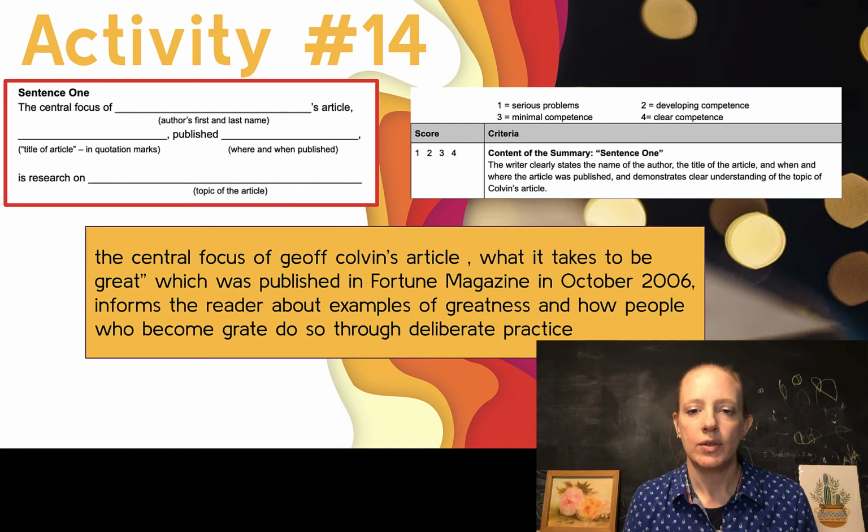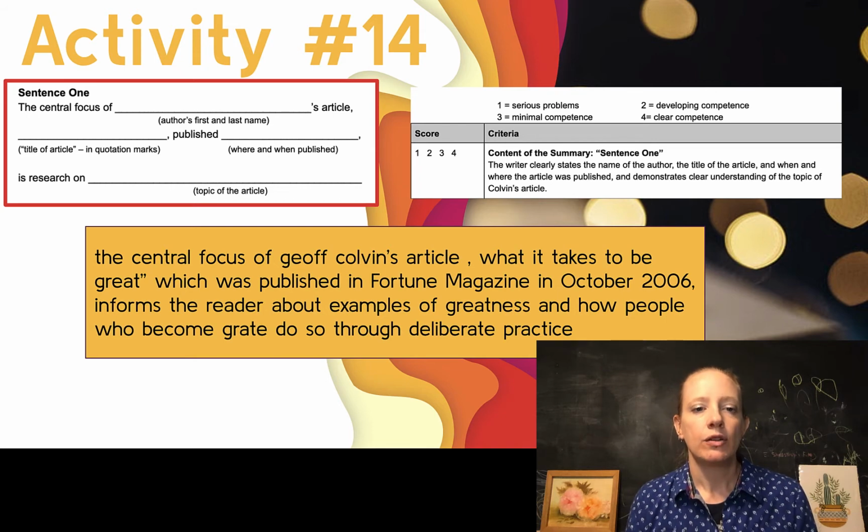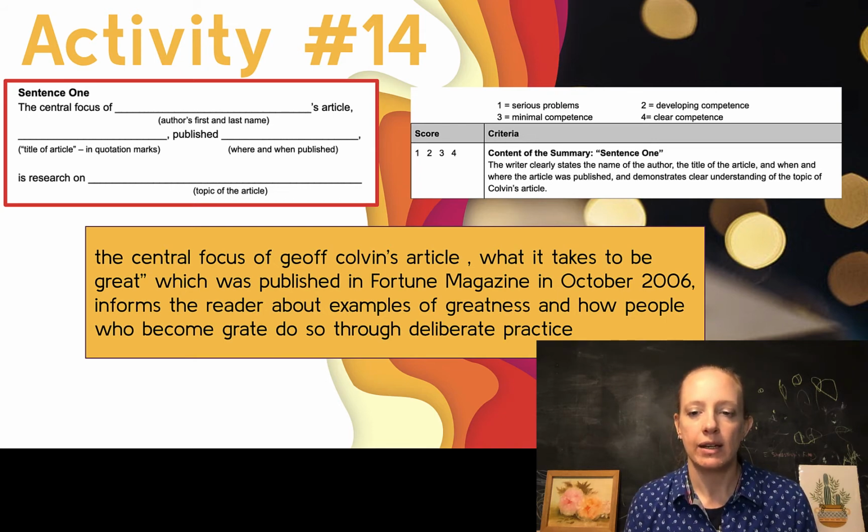All right, take a look at this one. This time I'm going to read it to you and then I want you to tell me what score you think it is in the chat. The central focus of Geoff Colvin's article, What It Takes to Be Great, which was published in Fortune magazine in October 2006, informs the reader about examples of greatness and how people who become great do so through deliberate practice. So tell me right now in chat what you think this should get and why.